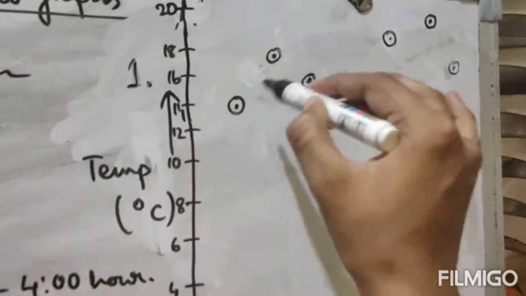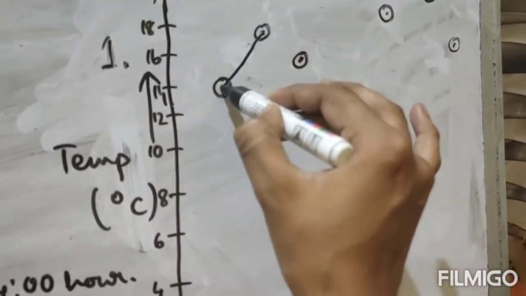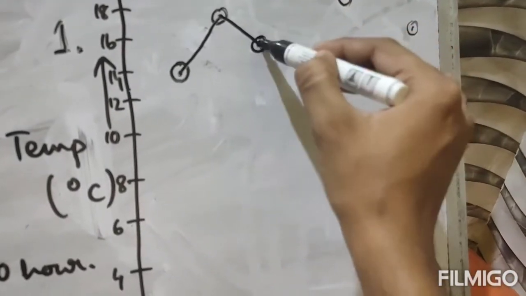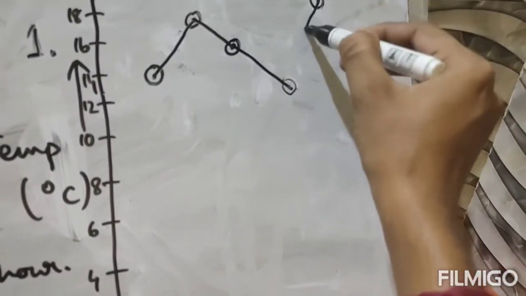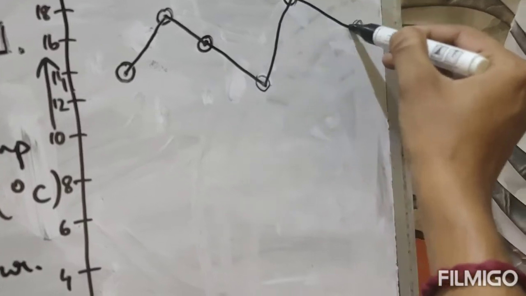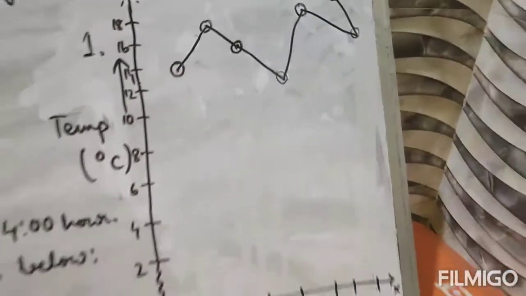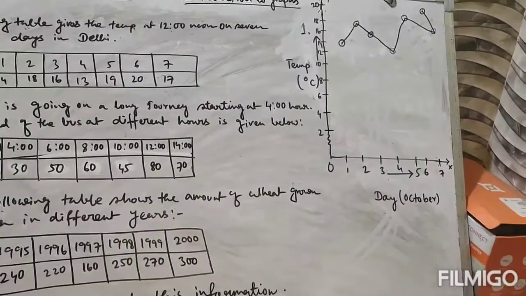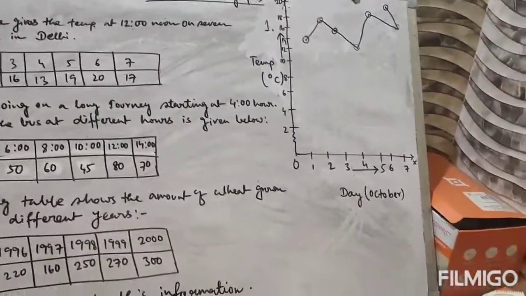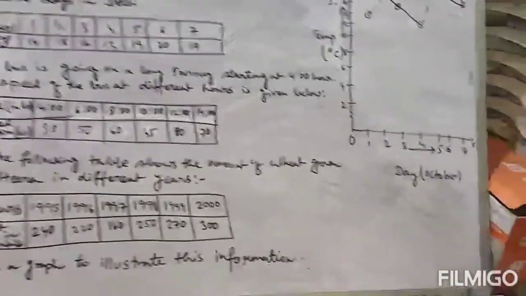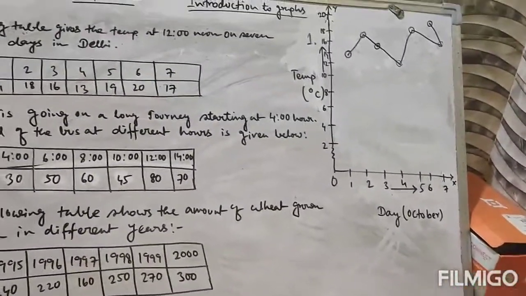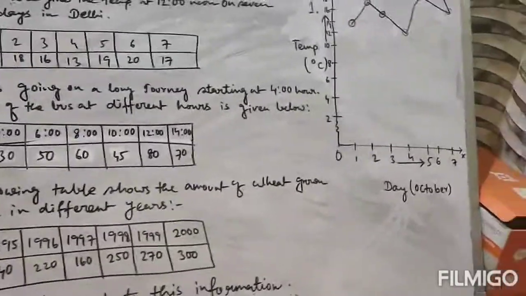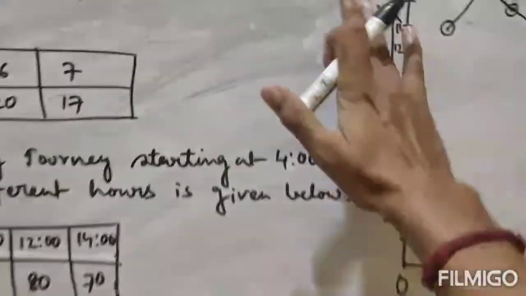Now connect these points by a straight line using a ruler. Connect these points, and your graph will look like this. This is the graph from this information. Clear? So we will solve this type of plot by drawing the x-axis and y-axis, and by plotting the respective data along the x-axis and y-axis. Next one.